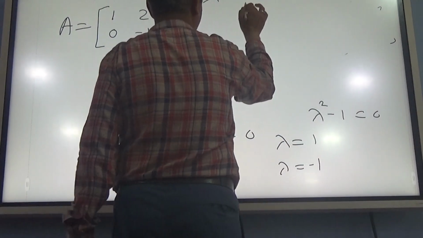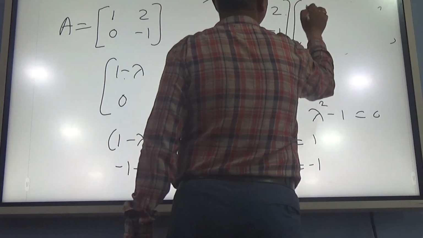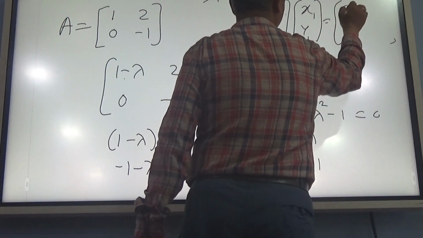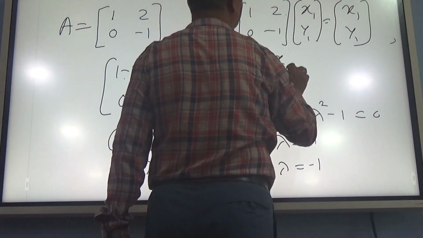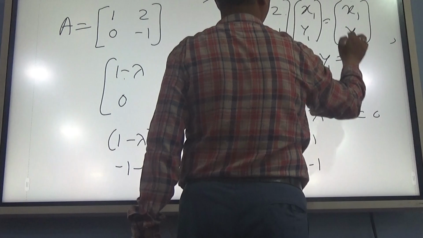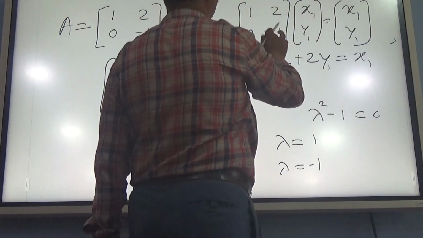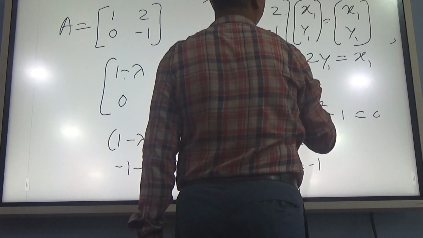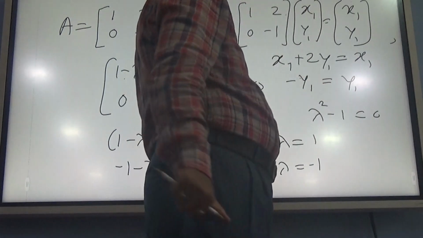For lambda equal to 1, we must get [1 2; 0 -1] into x1, y1 must be equal to x1, y1. So what do we get? First equation, x1 plus 2y1 equal to x1. And now next, what do we get? Minus y1 equal to y1.